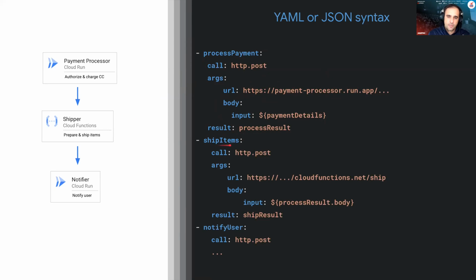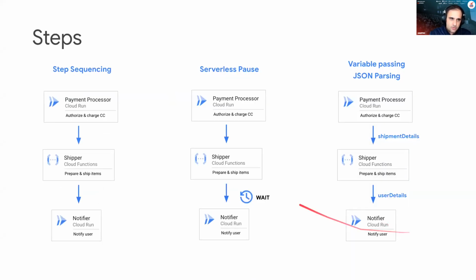Now, in the next step, ship items, we make another HTTP post call, but this time we are calling a Cloud Function. The body, the input, is the process result that we received from the previous step. So we get the body of that. You can see that we are doing a little bit of JSON parsing here, and we're passing that as the body of the HTTP post. So you can see that we define the steps and we define what happens in each step, and we capture the results and we pick the parts of the results that we want. This is step sequencing that you can do very easily in Workflows.